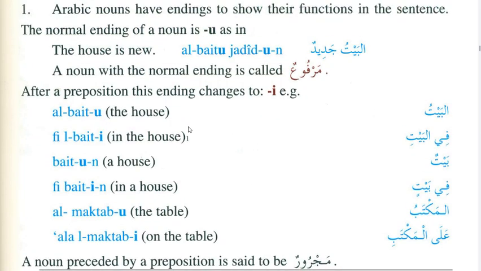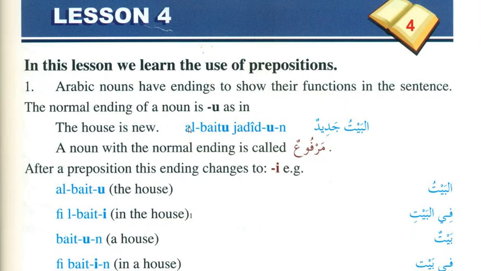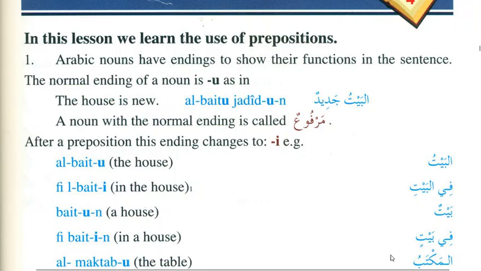So the question is, when to use the marfu form of the ism and when to use the majroor form of the ism? Normally, on normal occasions, we use the marfu form of the ism. Al-baitu jadidun, al-baitu baitun, these are the normal endings of the ism. You know that baitun means a house. When you need a definite ism, you say al-baitu, which means the house. And when we have al, we cannot use tanween. So the question is, when to use kasra with it? When to use al-baiti or baitin?